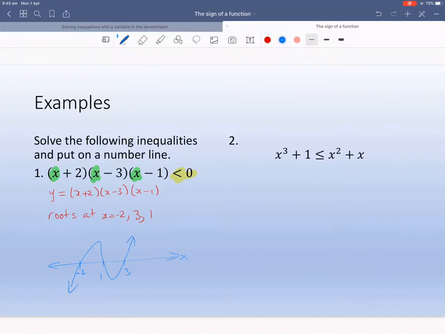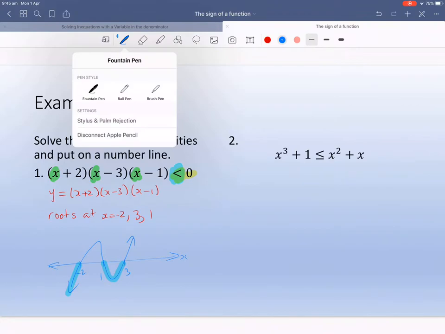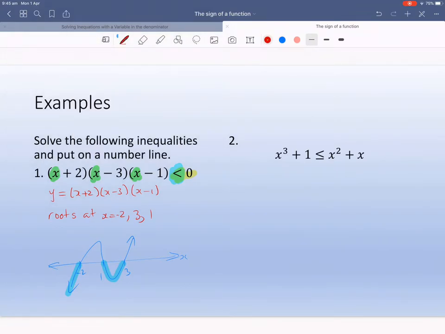So when is this graph less than 0? Well, it'll be less than 0 here and also here. Because there's no equal sign, it's just going to be between there. So I have to write that down. x is less than -2, and x is also in this region, x is going to be less than 3 but greater than 1. And I've answered my question.